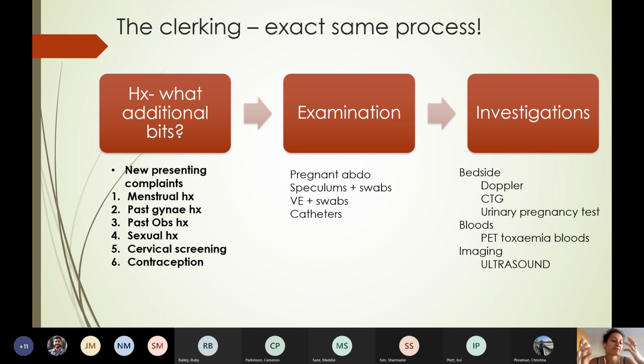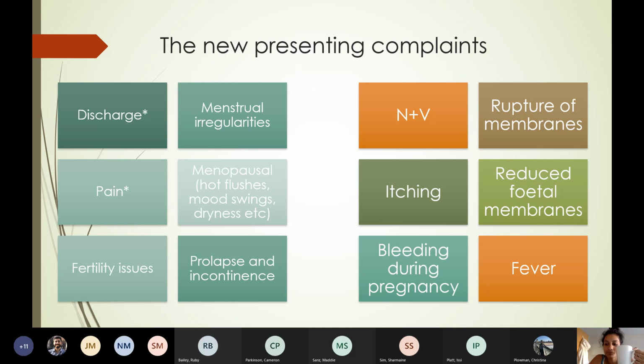Okay, so new presenting complaints. Tell me what new things a pregnant person might say to you that you wouldn't get in 4th year. Yep, vaginal bleeding, yep. If they're pregnant, change in movement, yep. So reduced fetal movements, pelvic pain, yep. What's a big one that also overlaps with sexual health? Discharge, yep, exactly.